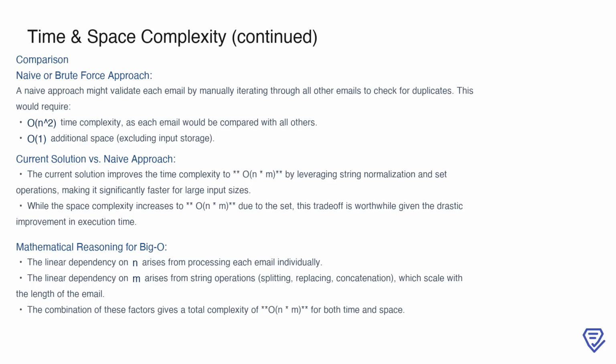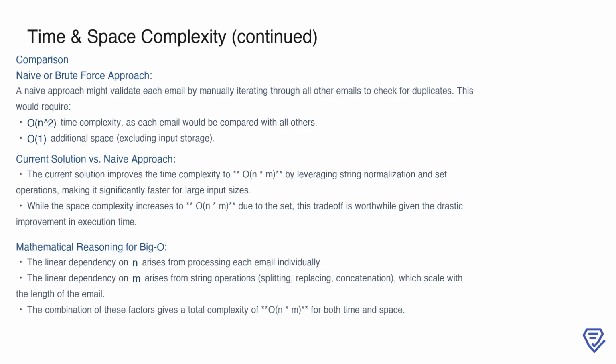This approach uses O(1) additional space, but the trade-off is an inefficient runtime for large inputs. In contrast, the current solution reduces the time complexity to O(n*m) by leveraging string normalization in set operations, significantly improving execution time for large datasets. While the space complexity increases to O(n*m) because of the set, this is a worthwhile trade-off for the performance gain.